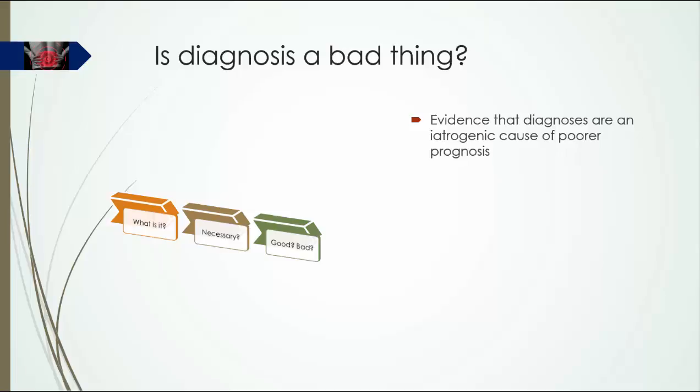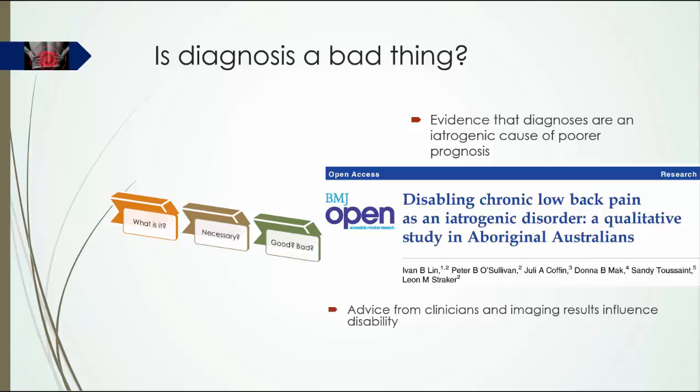There is evidence that providing patients with a diagnostic label for their complaints is an iatrogenic cause of a poorer prognosis. Lin et al. have found that, in certain settings, advice from clinicians and the results of imaging negatively influence disability in patients with back pain. Diagnosis and clinical information seems to result in negative beliefs about the cause of pain that results in increased pessimism associated with disability.